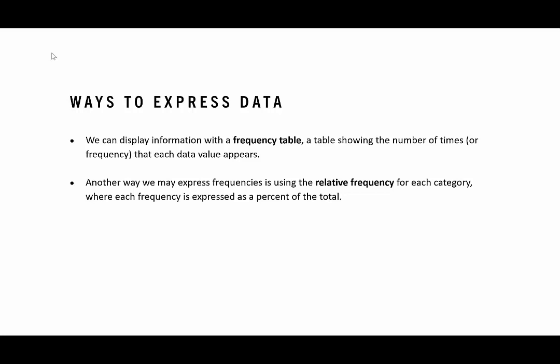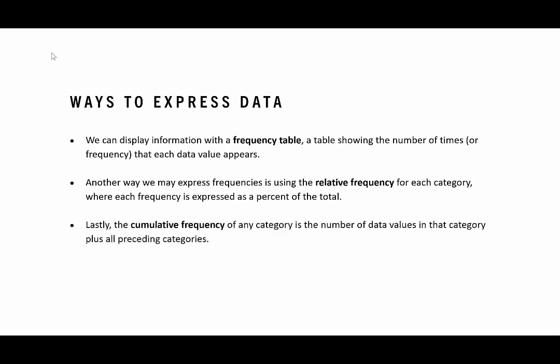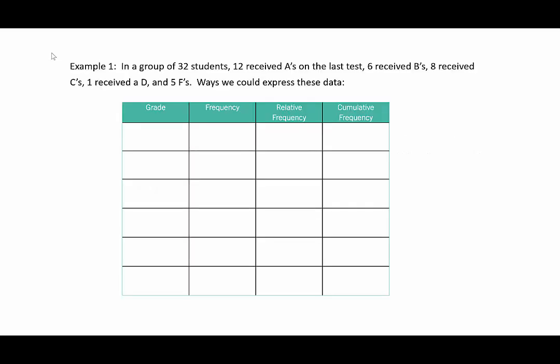So to express something as a percent, we would do the number in that category divided by the total, and then to convert to a percent, we would multiply by 100. And then lastly, there's the cumulative frequency of any category, which is the number of data values in that category plus all preceding categories.